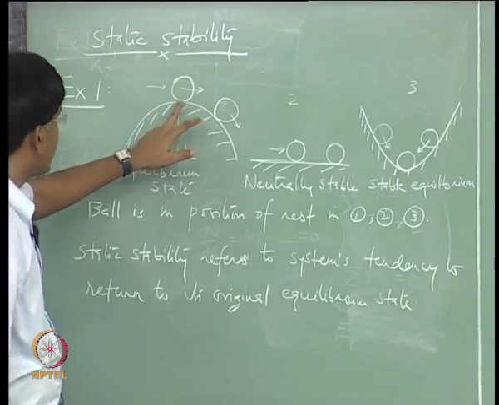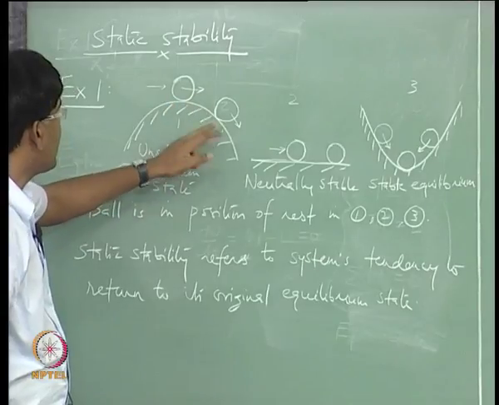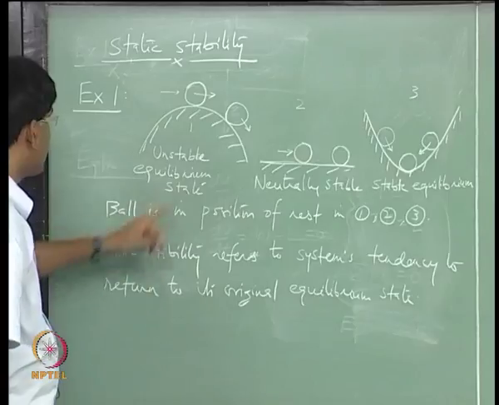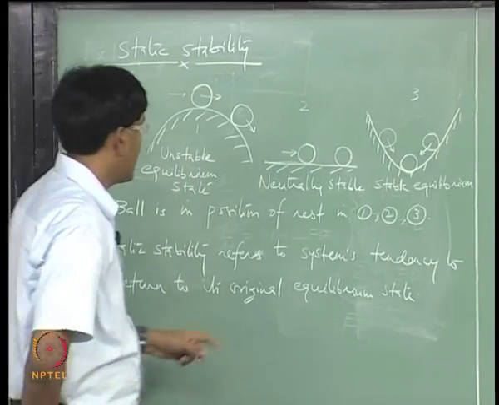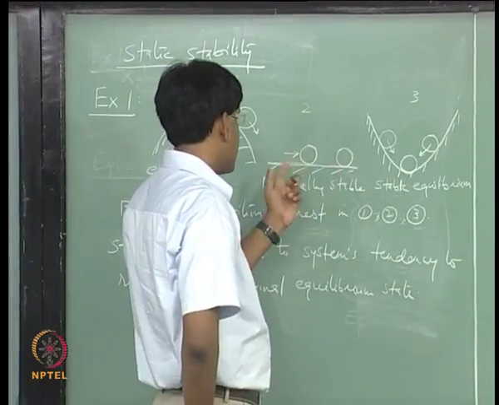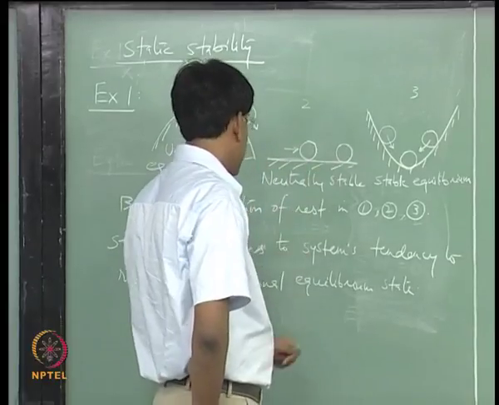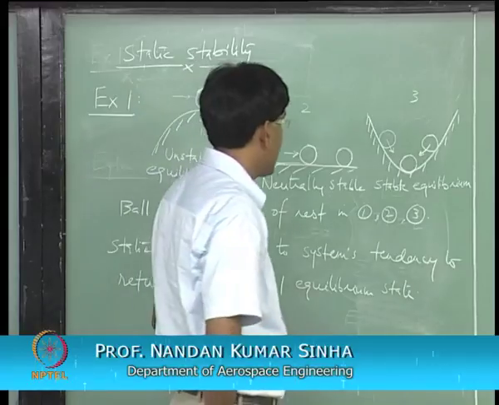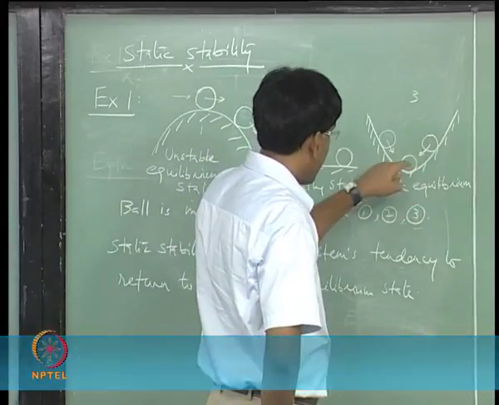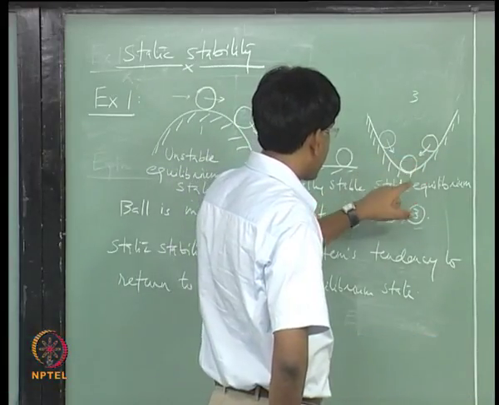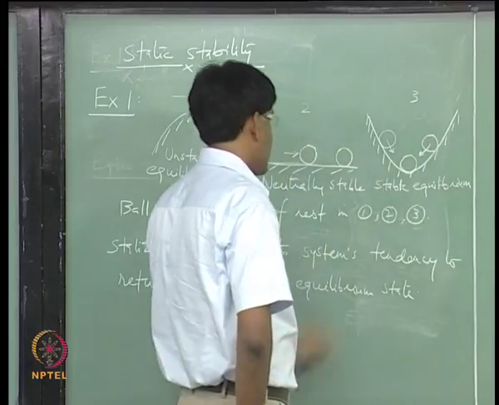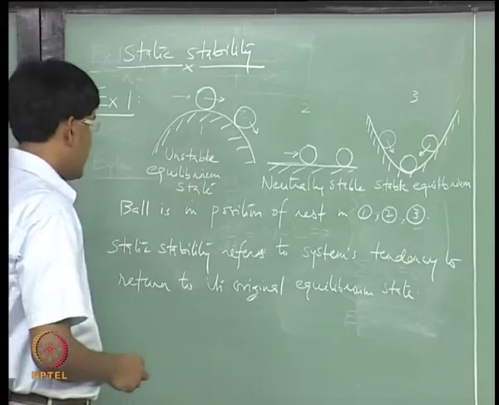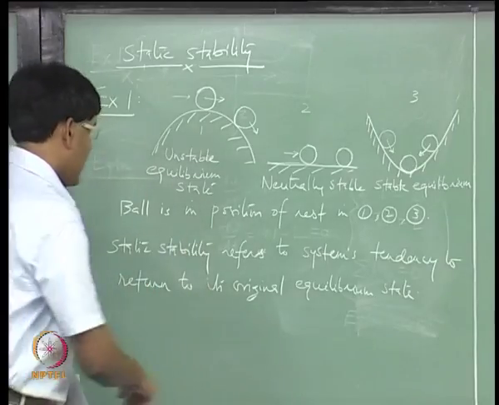So, clearly in this case it does not have any tendency to come back to this equilibrium state. So, we say that is unstable. In this case also it is going to go and acquire another equilibrium state. So, that is why it is neutrally stable. Here it has a tendency to come back to its original equilibrium state. So, we say that this is a stable equilibrium state for this ball.